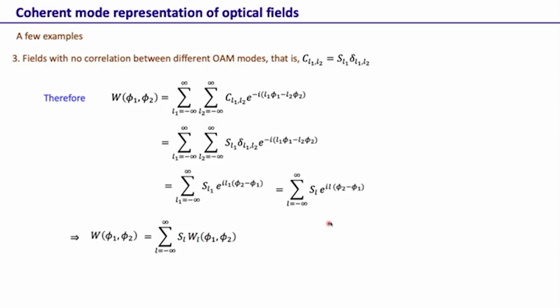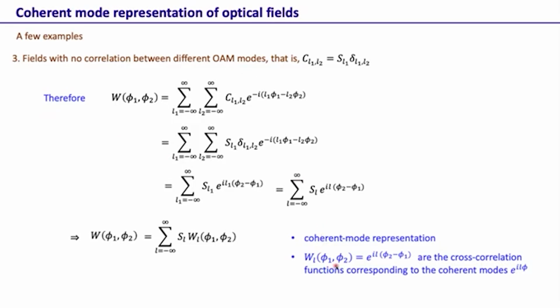What is W_l(phi1, phi2)? These are e to the i l (phi2 minus phi1). So here there is no ensemble averaging, and this is the cross spectral density function corresponding to a completely coherent mode. So that's a coherent mode representation of a field that has no correlation between different OAM modes. And W_l(phi1, phi2), where l is just the labeling, is the cross spectral density function corresponding to the coherent modes e to the i l phi.